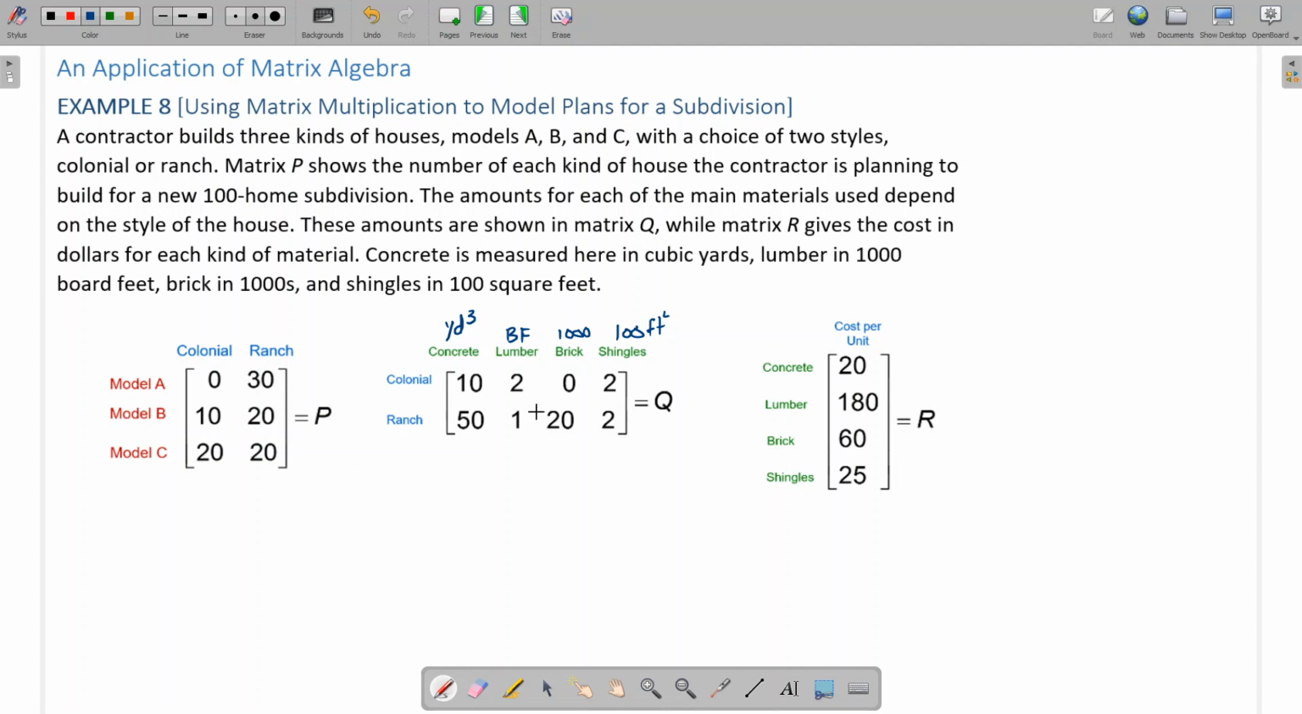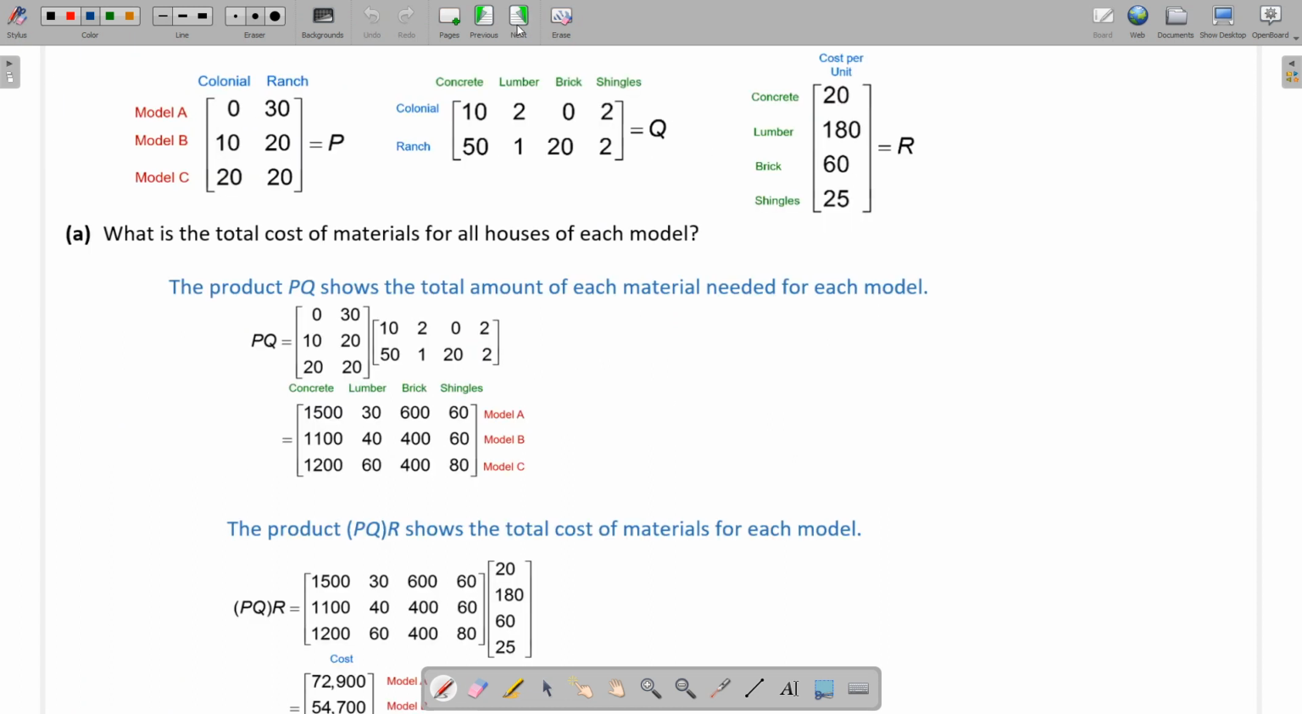Okay, so these matrices are just organizing all the information in this problem. So let's look at what they want us to solve. The first question is, what is the total cost of materials for all houses of each model? Now, we can definitely solve that type of problem without using a matrix, but we will see through this that the matrix gives us a nice organized way of doing this. So the first product that we would do is P times Q. We know we can multiply these matrices because this is a 3 by 2 and this is a 2 by 4. So we can multiply them, and what we get, as you can see here, is a 3 by 4.